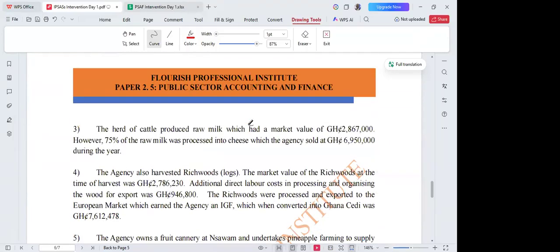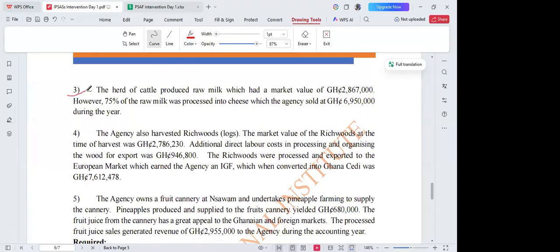Okay, so that's that. Let's move to the third one. The head of cattle produce milk, raw milk, which had a market value of 202,876,000. However, 75% of the raw milk was processed into cheese, which the agency sold at 6,950,000 during the year. Okay, so this is what we have.